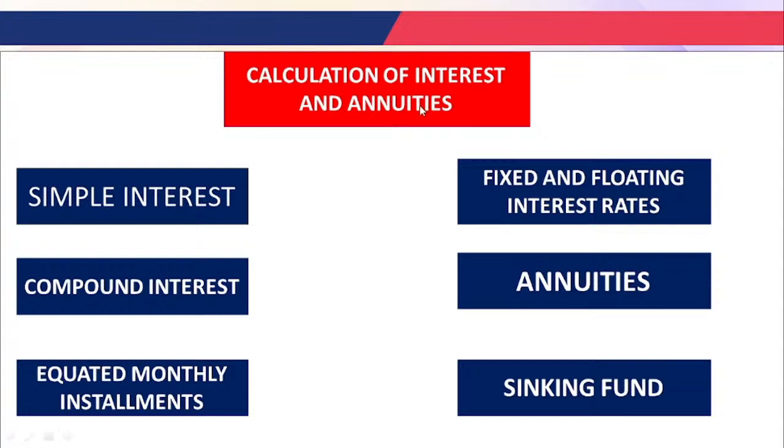Okay, so the first chapter is calculation of the interest and annuities, and in it you have to understand what is simple interest, what is compound interest, and how you calculate them. There are some kinds of problems given in the examination, and you have to solve them by the simple interest and compound interest formulas. Then equated monthly installment, and in this you have to know what an equated monthly installment is.